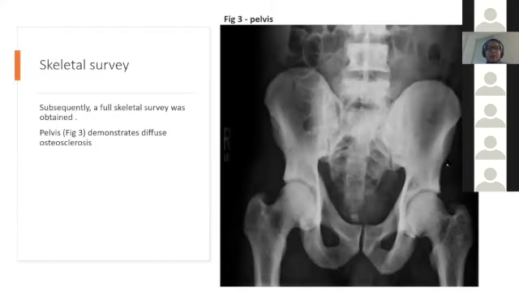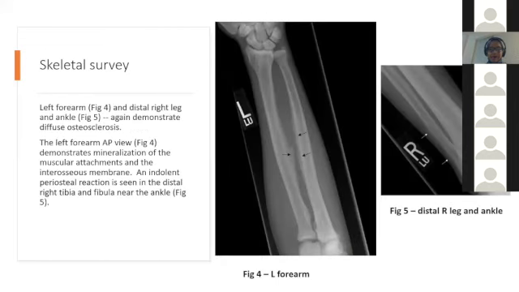Subsequently, a full skeletal survey was obtained. This is a view of the pelvis, and as you can see again, there's diffuse osteosclerosis. These are images of the left forearm and the distal right leg and ankle. Again, we can see diffuse osteosclerosis. In the left forearm AP view, there's mineralization of the muscular attachments and the interosseous membrane, as shown by the black arrows. And in the distal right leg and ankle, there's an indolent periosteal reaction, as shown by the white arrows.